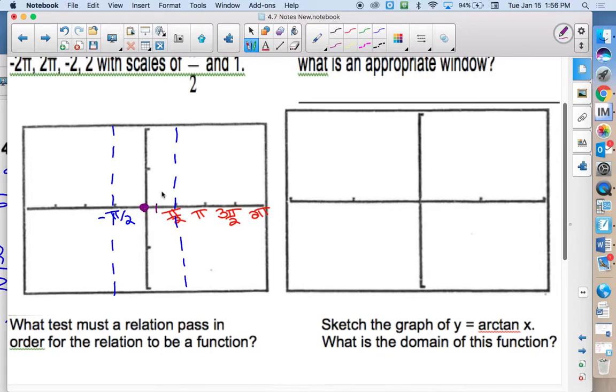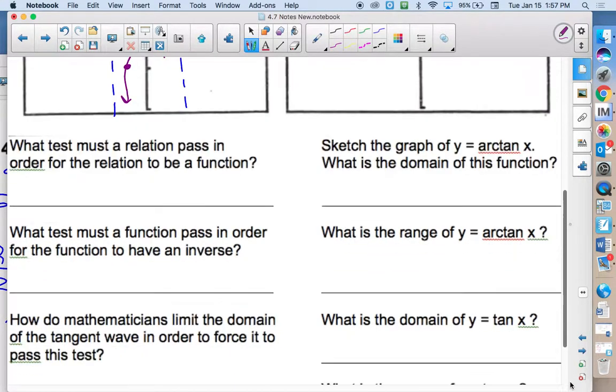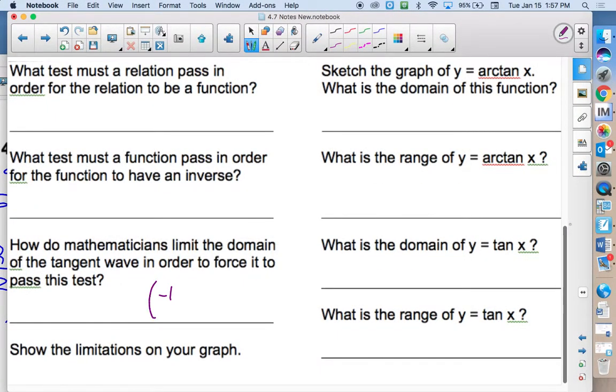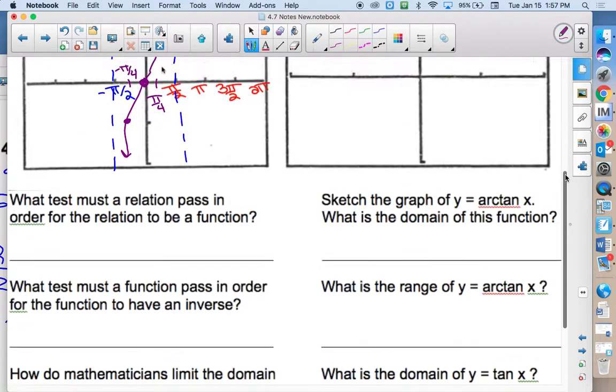And then halfway in between 0 and pi over 2 is pi over 4. We have a point up at 1. Halfway in between -pi over 2 and 0 is -pi over 4. And we have a point down at -1. So your tangent graph is an increasing graph. This is one section of the tangent graph. So the tangent gets limited to -pi over 2 to positive pi over 2, but those are parentheses because of the asymptote.